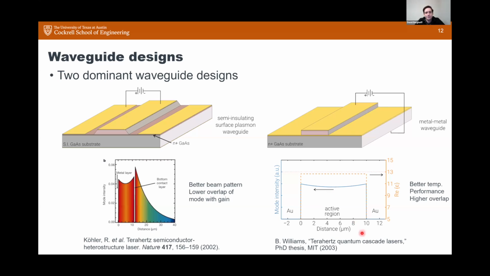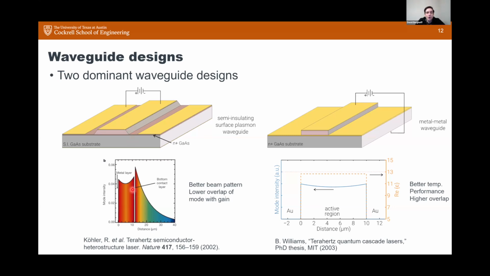And the first waveguide design that was implemented is the semi-insulating surface plasmon waveguide. So this is a waveguide geometry where basically you have a metal layer on the top and then a very highly doped layer underneath your gain medium. So this striped region in between is actually where you have your quantum wells.